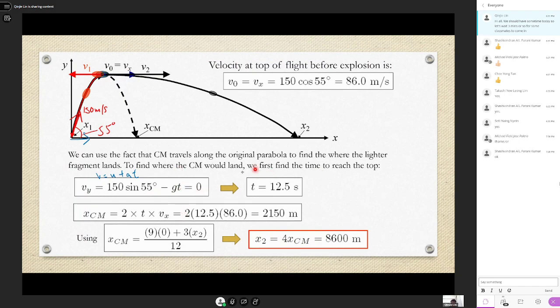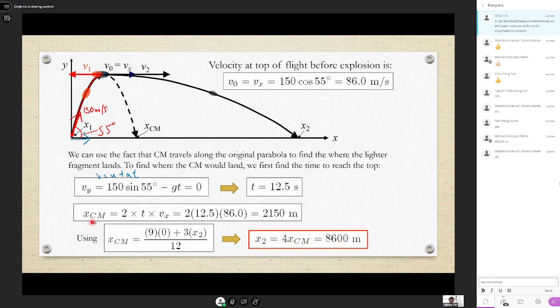And we want to find the time to reach the top, right? That's why we will substitute velocity in the Y direction equals 0. At the highest point, there is no Y velocity, because it comes to a stop before going back down. So we find that the time taken is 12.5 seconds to reach the top. Then we know that the time taken to come back down will be exactly the same. So time to go up is 12.5 seconds, time to come back down is also 12.5 seconds.